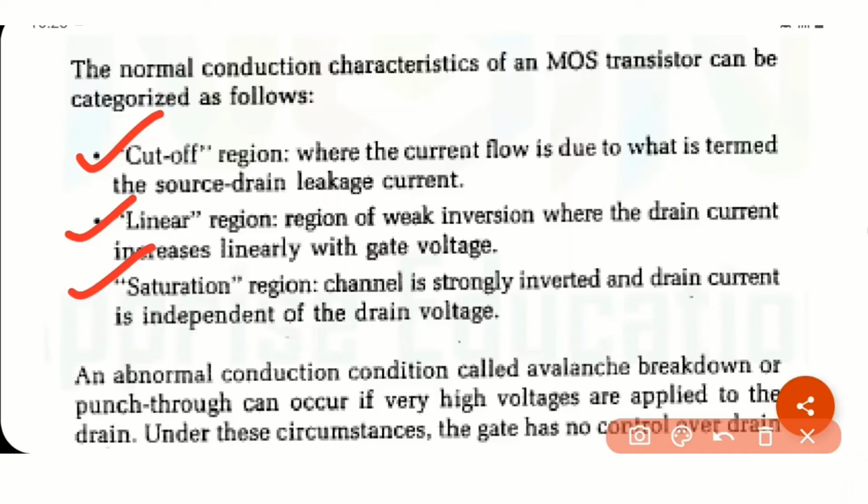And the second one is the linear region, the region of weak inversion where the drain current increases linearly with the gate voltage. As the gate voltage is applied, there will be a linear increase of your drain current. And the saturation region, third one, in this the channel is strongly inverted and the drain current is independent of the drain voltage. Okay, so a saturation state has been achieved. So now the current will not depend upon the voltage.